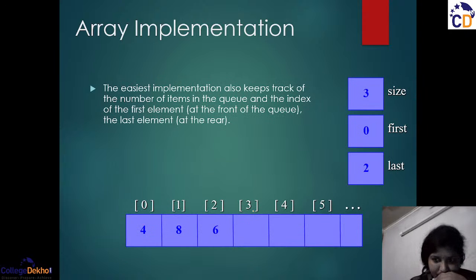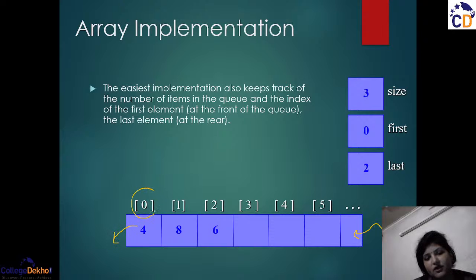So let's see how we have the first part and how we check out the array implementation. The easiest implementation also keeps track of the number of elements in the queue and the index of the first element, that is the front of the array, and the last element, obviously, is at the rear part. So whenever you want to insert any element, you may be inserting from this part. If you want to delete an element, you may be deleting from the front.